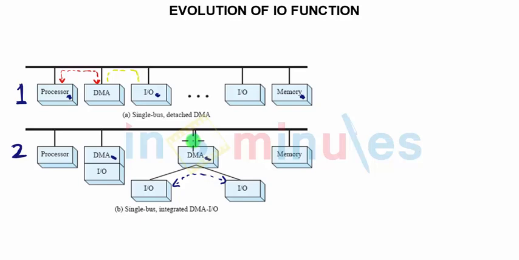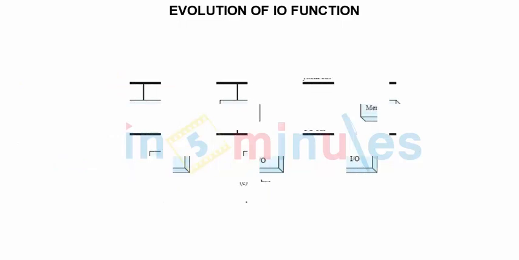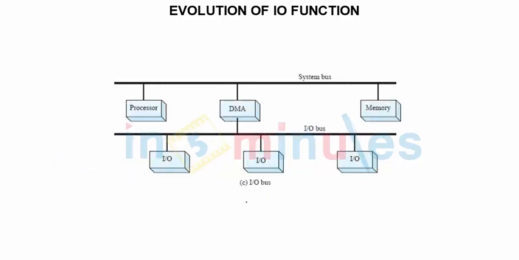But what if device number 1 wants to communicate with IO device number 2? Under this scenario, again the only option would be communicating through the bus, and the same communication would interfere with the communication between the processor and the memory.